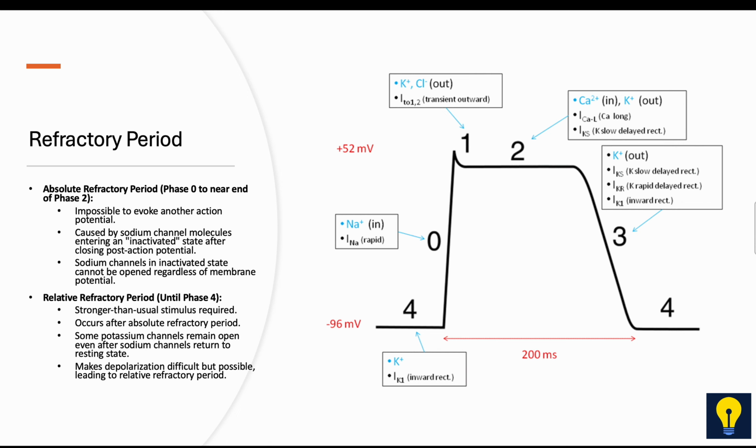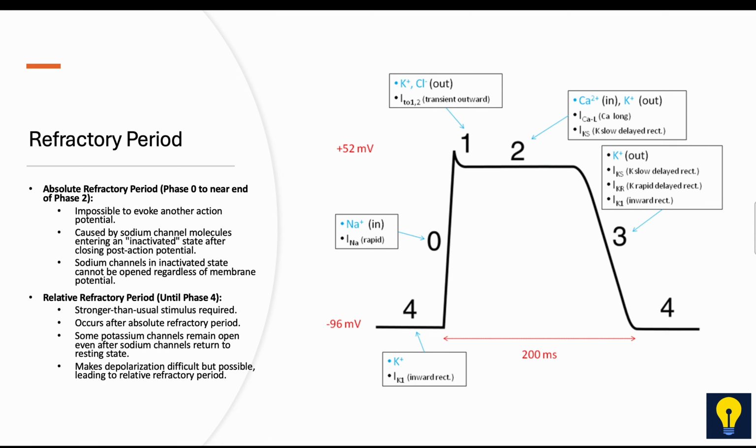These two refractory periods are caused by changes in the state of sodium and potassium channel molecules. When closing after an action potential, sodium channels enter an inactivated state. This means that they cannot be opened regardless of the membrane potential. What happens here is that it gives rise to the absolute refractory period.